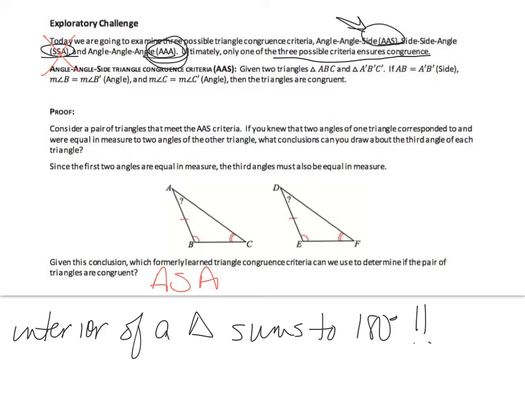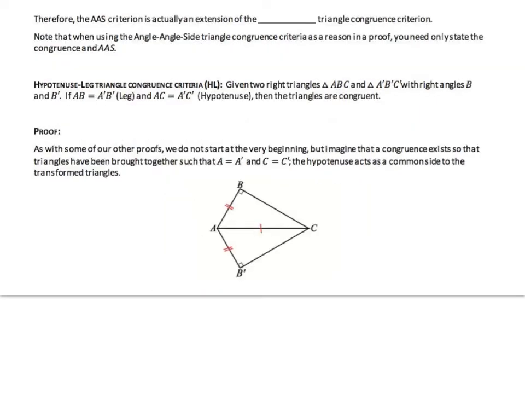Therefore, the AAS criterion is actually an extension of the ASA triangle congruence criterion. Note that when using the angle-angle-side criteria as a reason in a proof, you need only state the congruence as AAS, right? That's what we've been doing in the past. Pause right here real quick and let's discuss why.